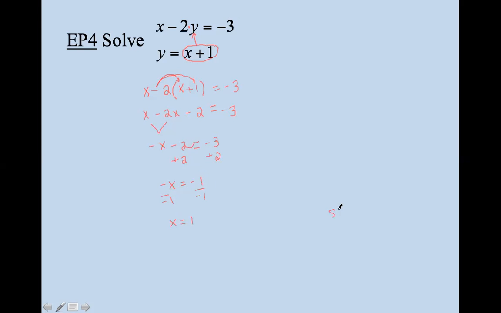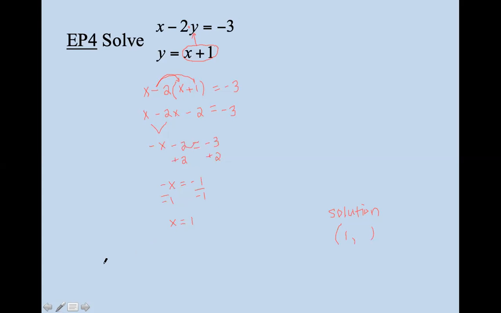All right, so again, I'm going to write off to the side here. I know my solution has to be an ordered pair. I know my x coordinate so far. Sometimes you find the x first, sometimes you find the y first. These last two we found x's, so I'm going to put it in the x position. So I know my solution is 1 comma something.